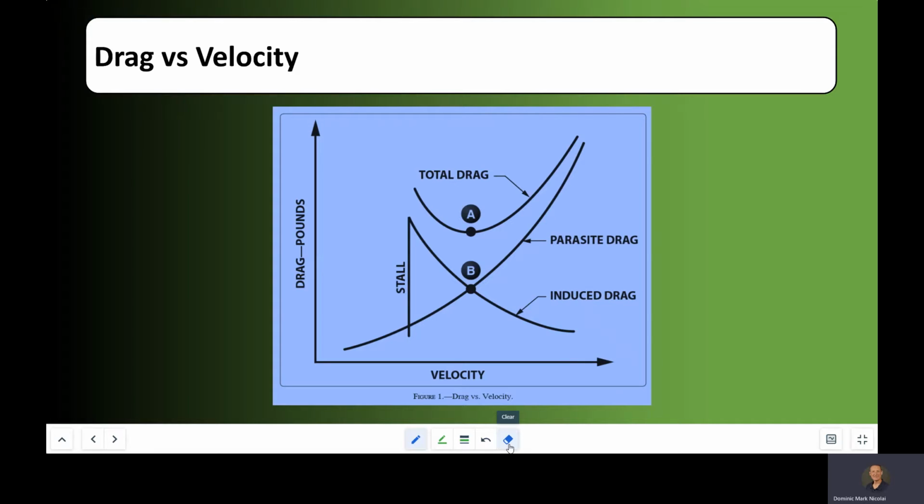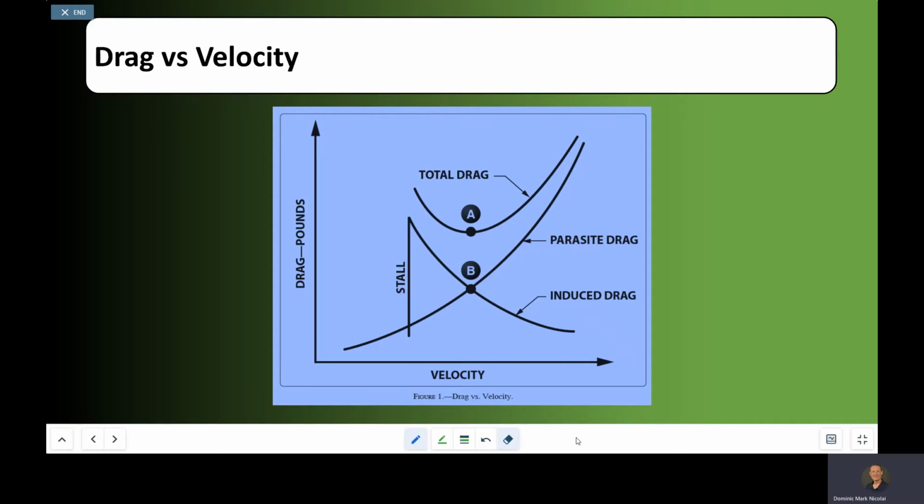When we slow down the aircraft, we get a reduction in parasite drag, but because we're counting on more lift from angle of attack, we start to get more induced drag to a point where then we reach the stall point. So we need to remember that when we combine both of these together, we can come up with this total drag curve.